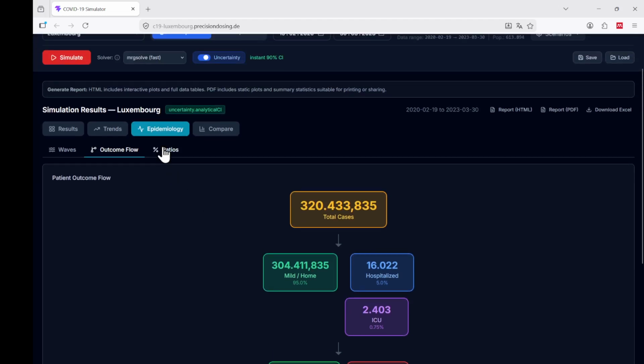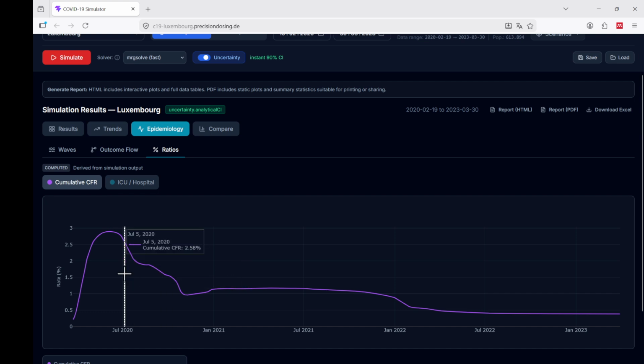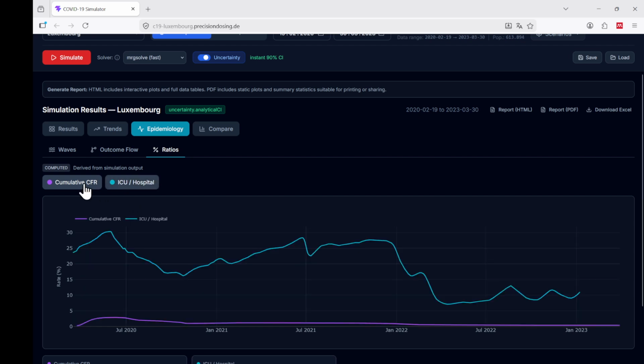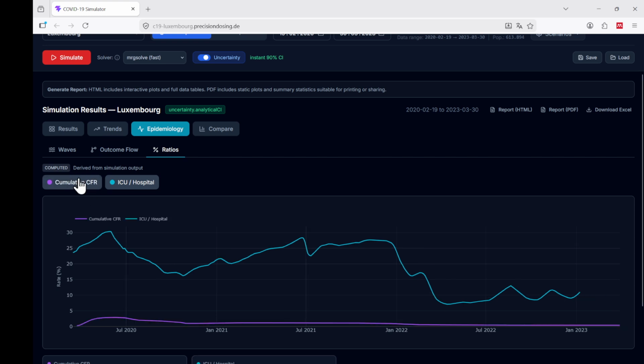In the subsection Ratios, you see the cumulative case fatality rate, which is the number of total fatalities at a time divided by the number of total cases. The ICU hospital ratio is the number of ICU patients divided by the number of total hospital patients. It differs from the proportion of patients who require ICU treatment, as patients admitted to the ICU generally have a longer hospital stay than those only needing general ward care.